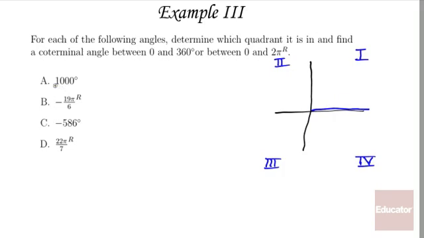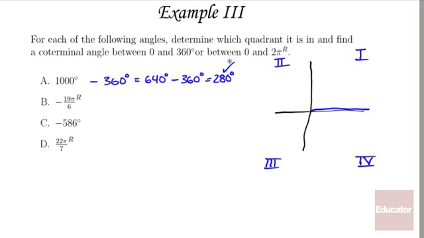So let's start out with 1,000 degrees. 1,000 degrees is way bigger than 360. So let me just start subtracting multiples of 360 from that. If I take off 360 degrees, what I'm left with is 640 degrees. That's still way bigger than 360. I'll subtract off another 360 degrees. And what I'm left with is 280 degrees. Now, that's between 0 and 360. So I've found my coterminal angle there.